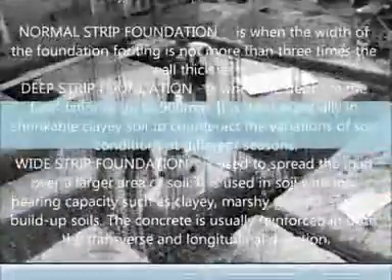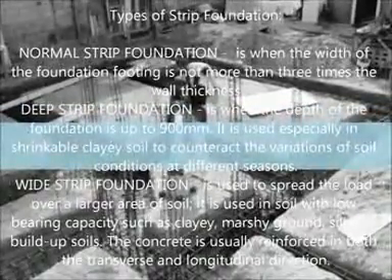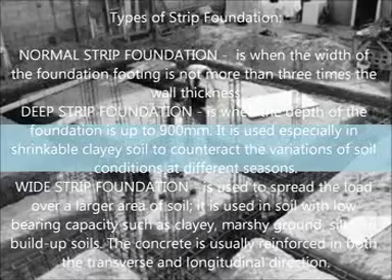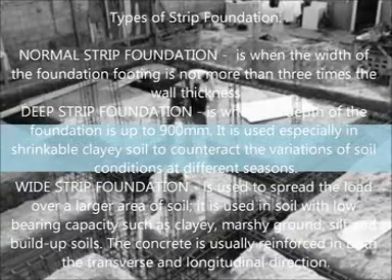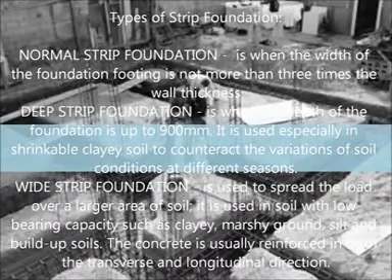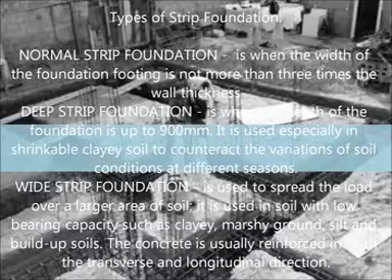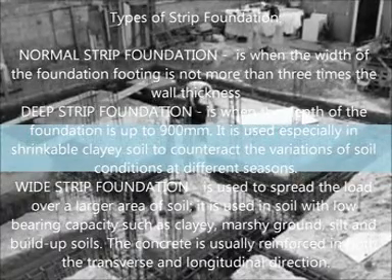Types of strip foundation. Normal strip foundation is when the width of the foundation footing is not more than 3 times the wall thickness. Deep strip foundation is when the depth of the foundation is up to 900 mm. It is used especially in shrinkable clay soil to counteract the variations of soil conditions at different seasons.